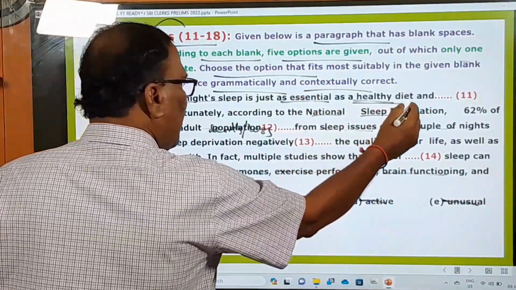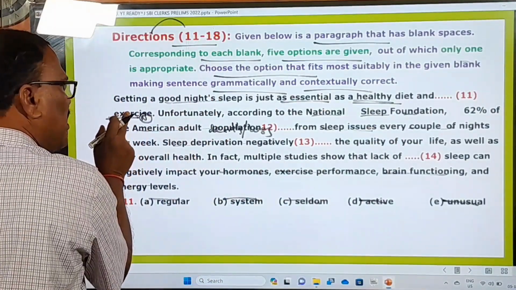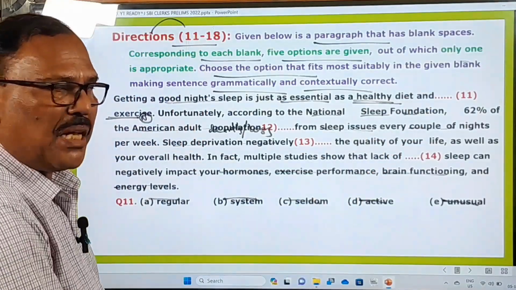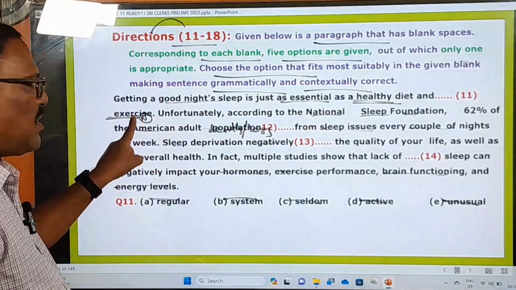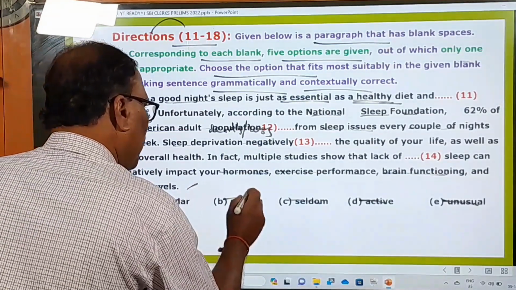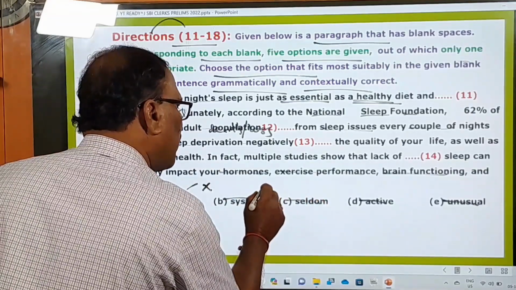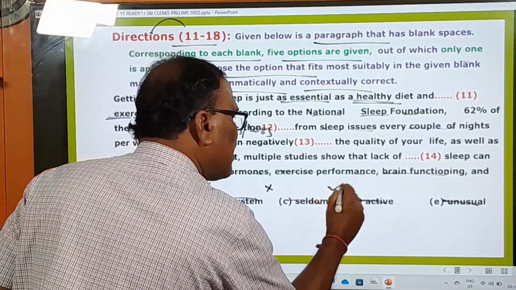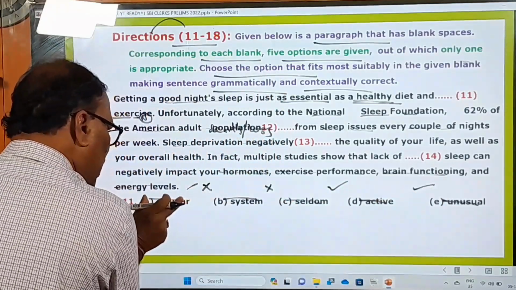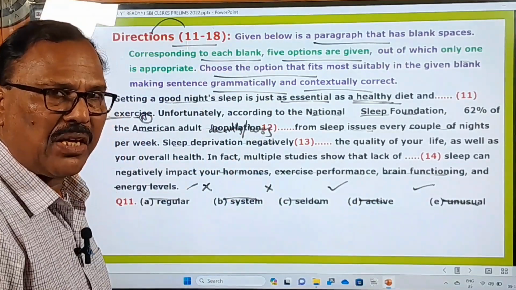And dash exercise. Since a noun is there, logically speaking there must be an adjective to qualify this noun. Regular is an adjective. System is not an adjective. Seldom is not an adjective, it is an adverb. Active is an adjective. Unusual is an adjective. So these two are dropped, and only these three, regular, active and unusual, are in the competition for that blank.